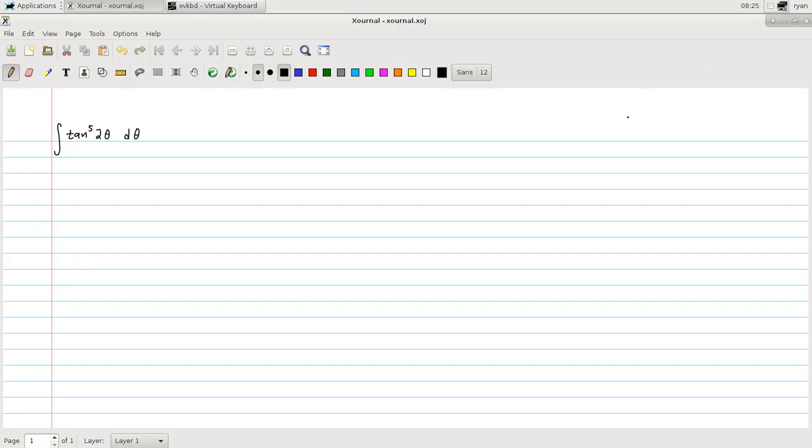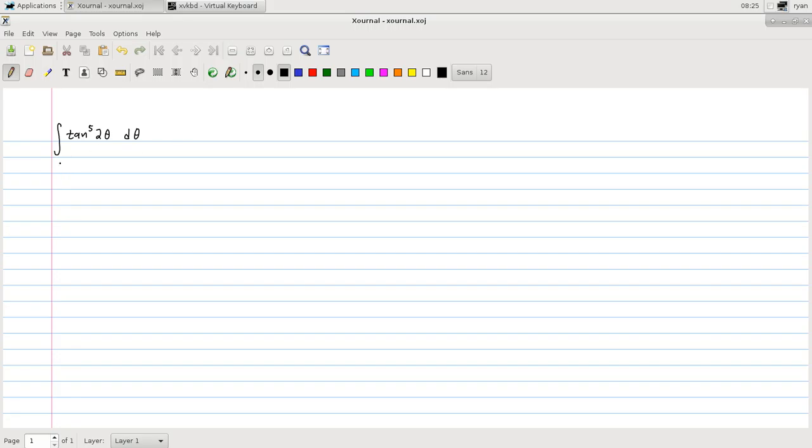Integral of tangent to the fifth 2 theta d theta. I see we have an odd power of tangent on this problem. So the general outline for an attack like this is to save a secant and a tangent and convert everything into secants. However, we don't have any secants here.